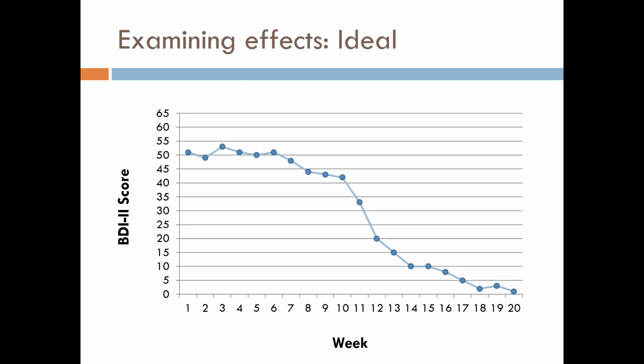Let me break down what the variables are here. Over here we have weeks 1 through 20, and here we have the Beck Depression Inventory 2, which is out of 63. In terms of making graphs readable, I had to go up to 65 so I could do increments of 5. These are the results for one person. These are all single measures, one score each week, and in week 1 this person scored a 51.